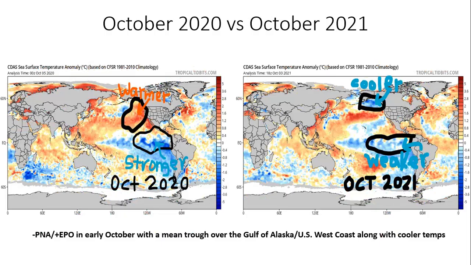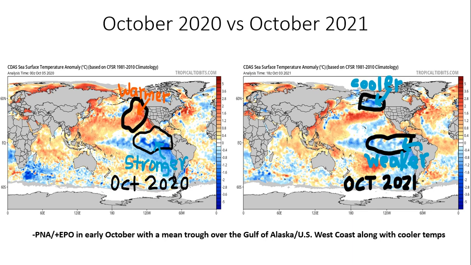And then we'll move on. October. Now I want to show you this graphic in particular, October 2020 versus October 2021. Left is October 2020. You'll notice how much warmer the sea surface temperature anomalies were, how much warmer the water was in general in the northeastern Pacific off the west coast of the United States in October of 2020 on the left. And now this graphic on the right is this October of 2021.